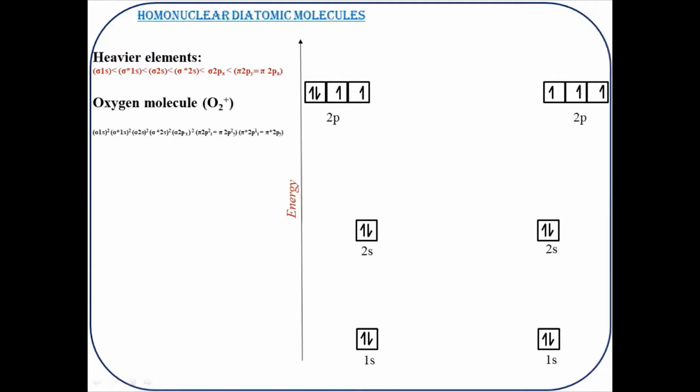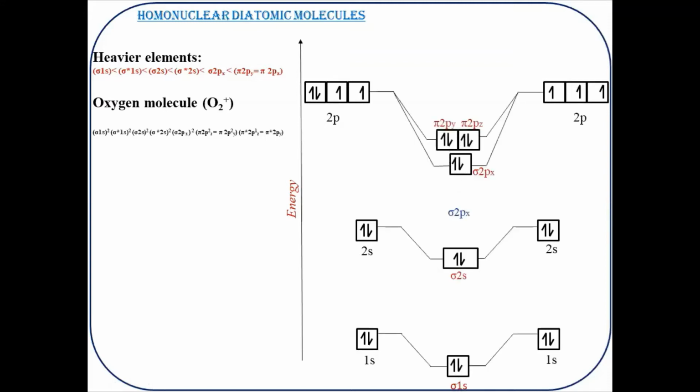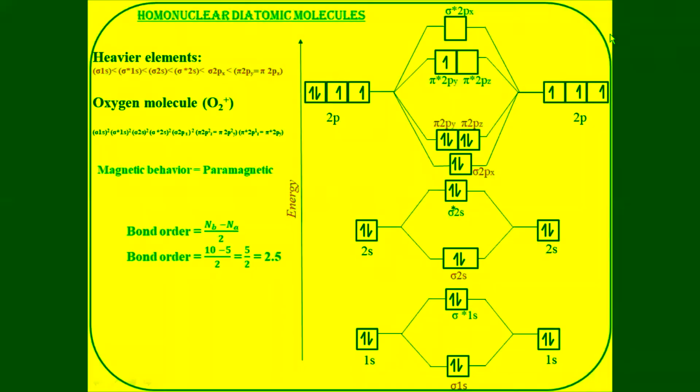So when we talk about O2 plus, that means one of the oxygen atoms will be carrying 8 electrons as usual, but the other one will carry only 7 electrons. So 8 plus 7 makes 15 electrons to be accommodated in these molecular orbitals. Yes, of course, the electrons will first move to the bonding molecular orbitals.